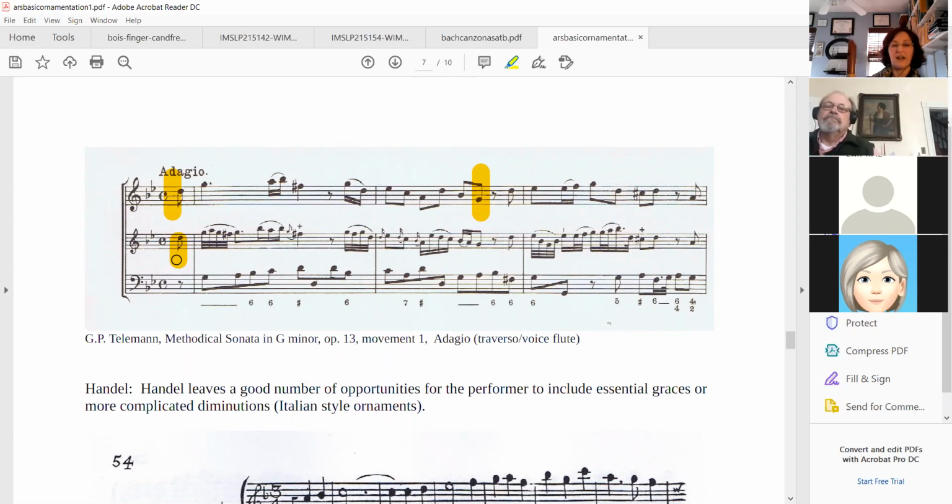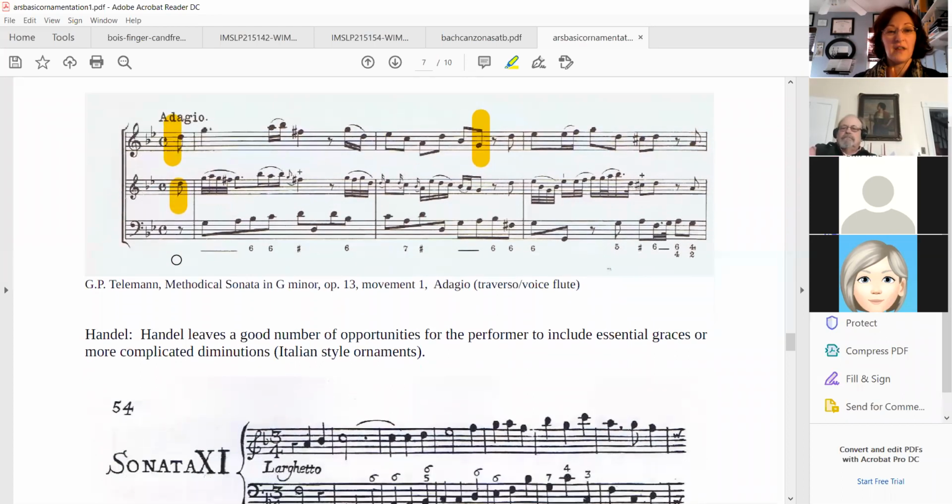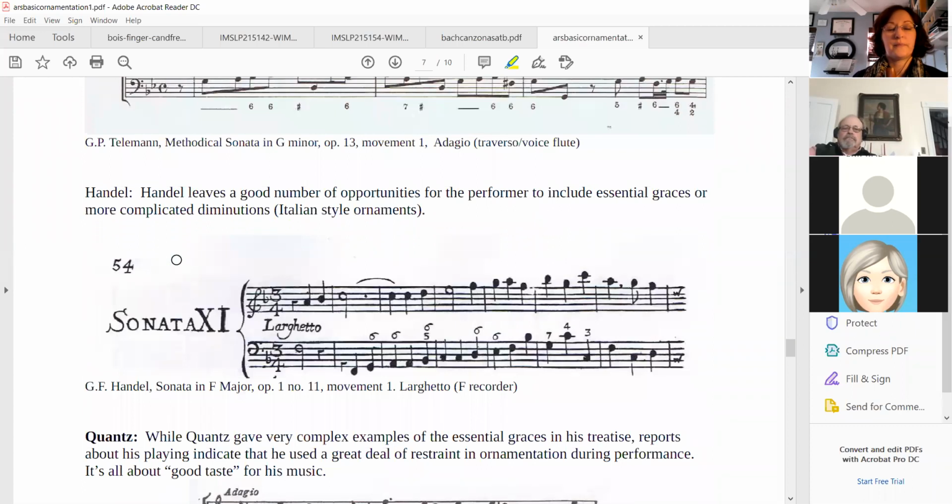I think I missed my E flat. That's okay. You'll all forgive me. So just using essential graces, you can get all that in if you want to.